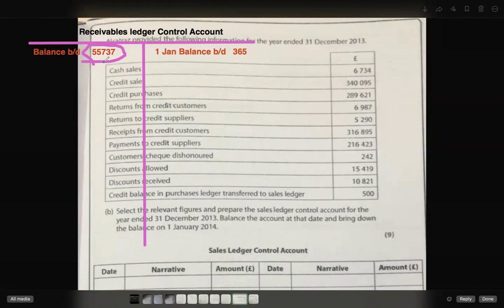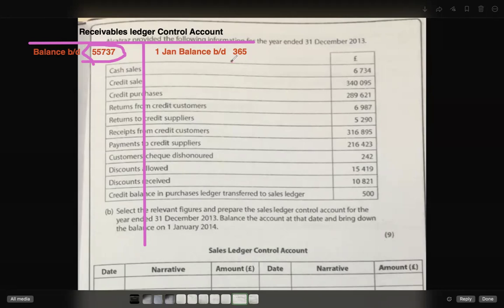Asset. Asset always has a debit balance. Remember, I told you, asset always has a debit balance. Memorize it. So this balance BT, 55,000, is a debit balance. Now, did you understand what this amount represents? This amount means the customer owes money to the business.